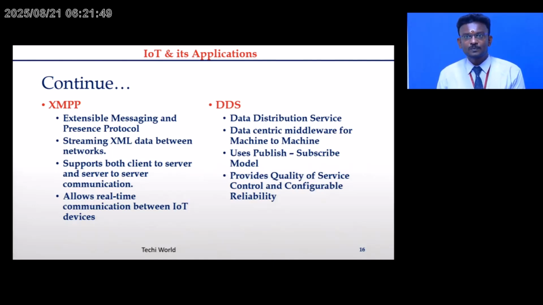This protocol is mainly used for streaming XML data between networks. And DDS is the Data Distribution Service. It is a data-centric middleware for machine to machine communication. If a machine and another machine want to communicate, this DDS protocol is used as a central middleware, through which the machines communicate. It also provides quality of service control, as well as reliable configurable ports.